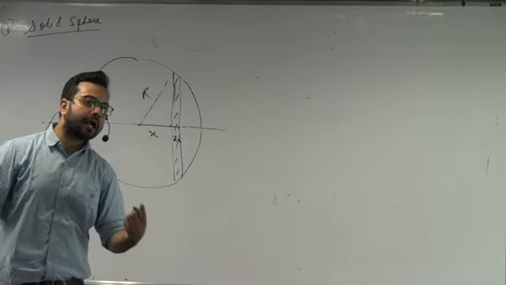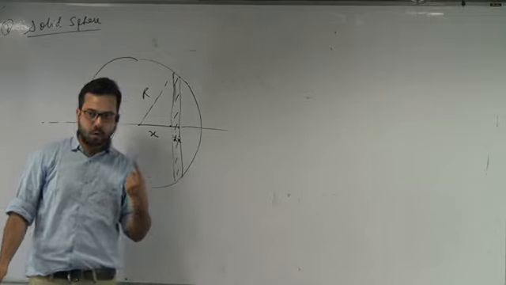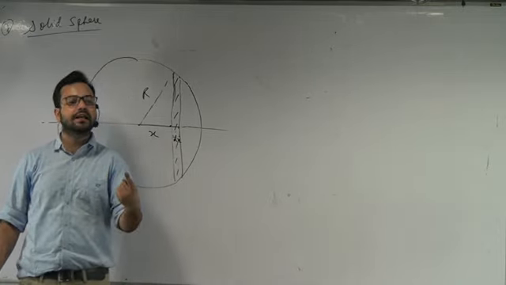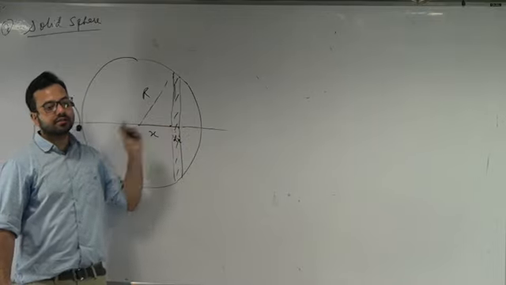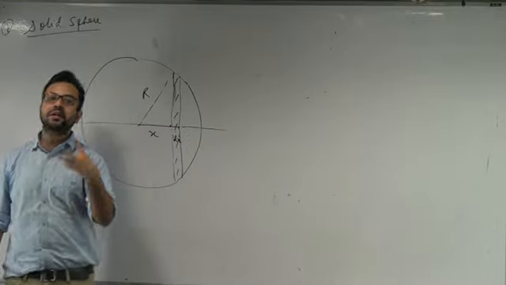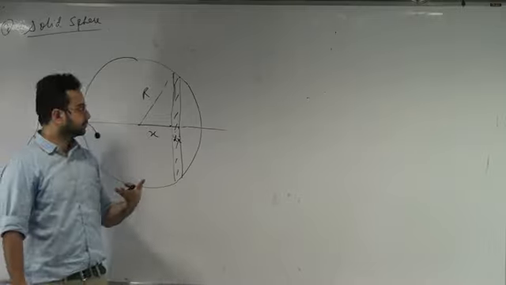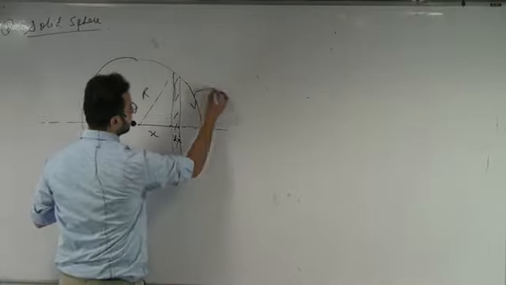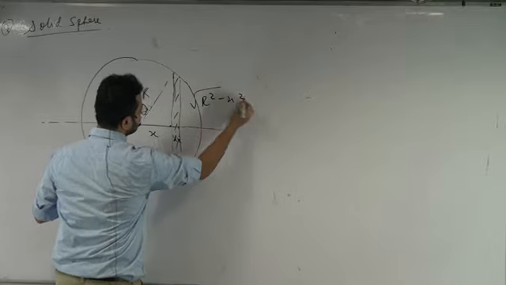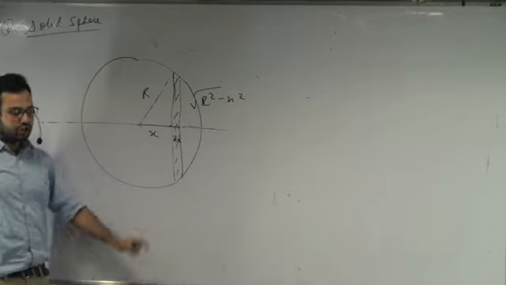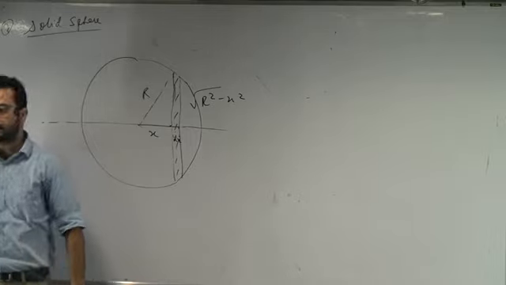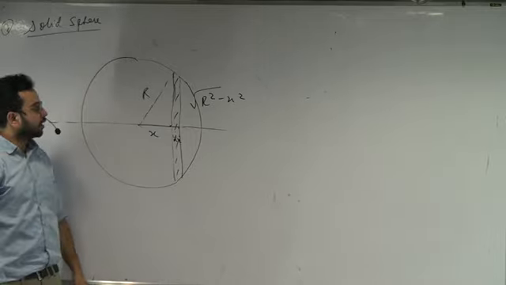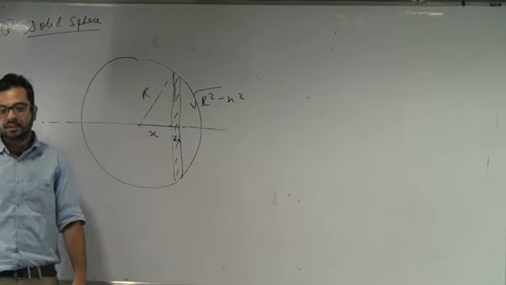Now tell me what will be the attributes of this disk? What will be the thickness of this disk? The thickness of this disk would be dx. Very good. This will be the thickness of the disk. ठीक है. Now tell me what will be the radius of this disk? Very good. Yes, absolutely. Use Pythagoras theorem over here. So the radius of this disk would be under root of r square minus x square. ठीक है? Okay. Now we need to find out the mass of this disk.